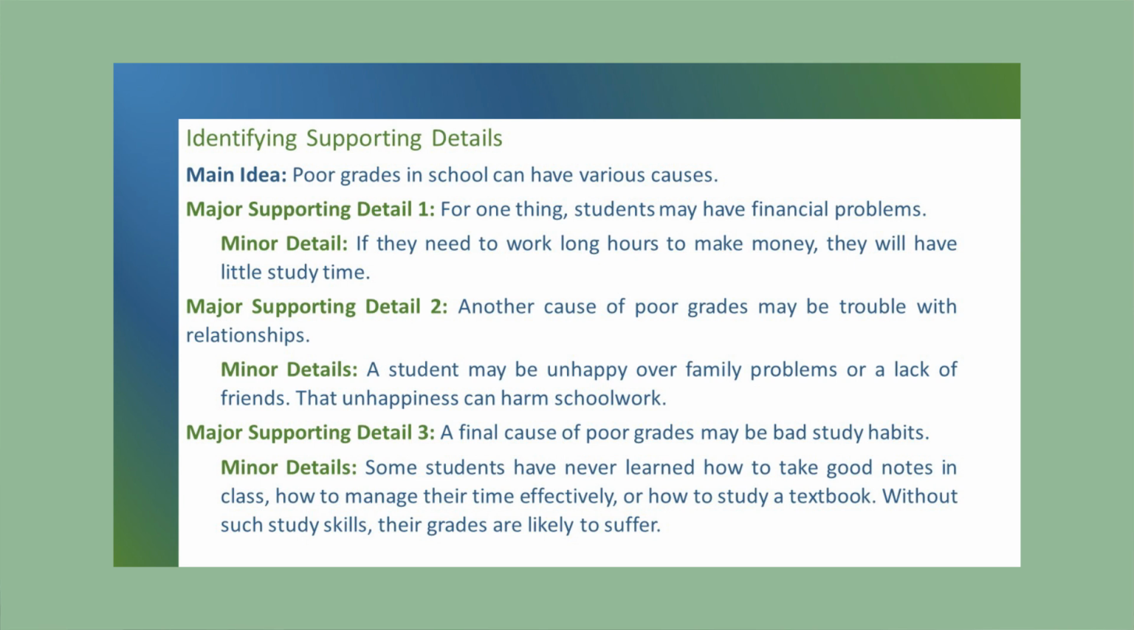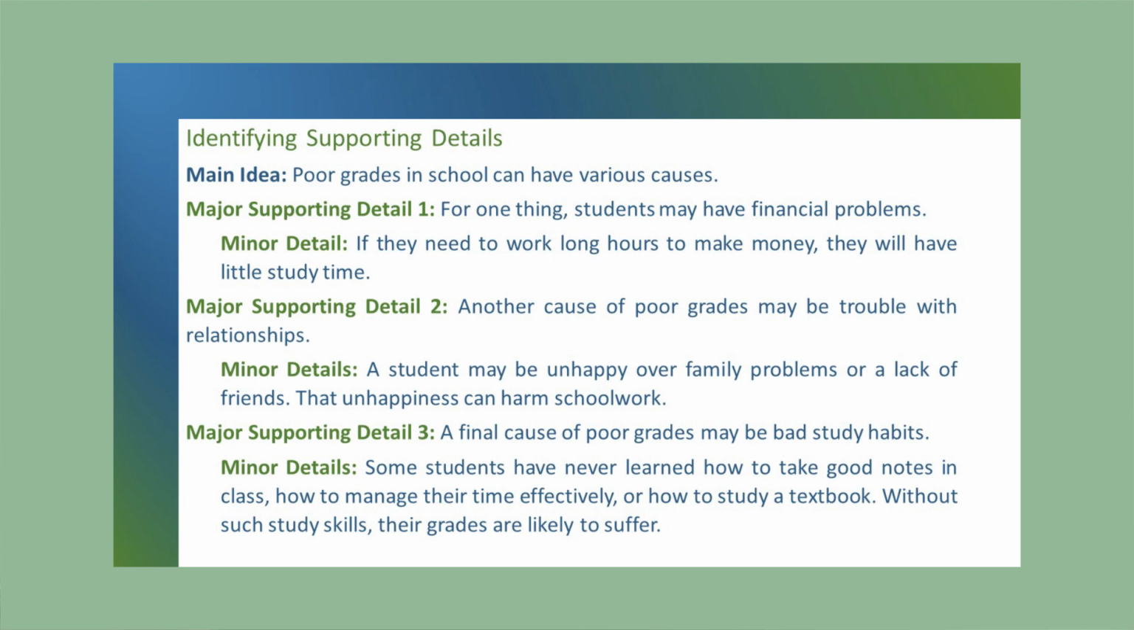So take a look now at the outline that I've made for the video. We have main idea: poor grades in school have various causes. Major supporting detail number 1: for one thing, students may have financial problems. So again, that's one of the causes. But then if you look at the sentence, if they need to work long hours to make money, they will have little study time. That's supporting the first major supporting detail.